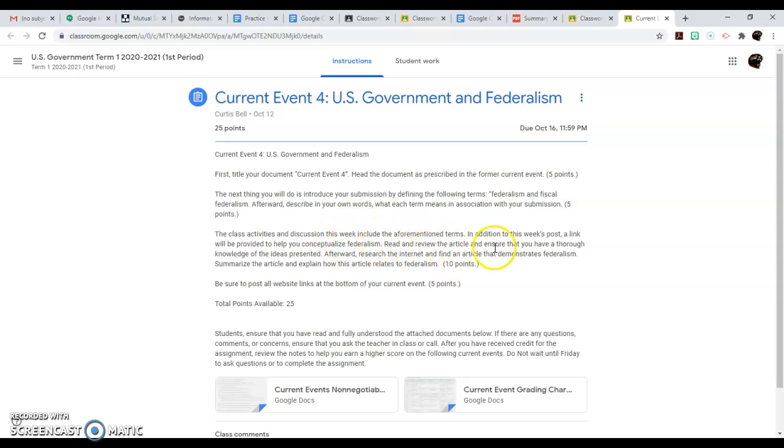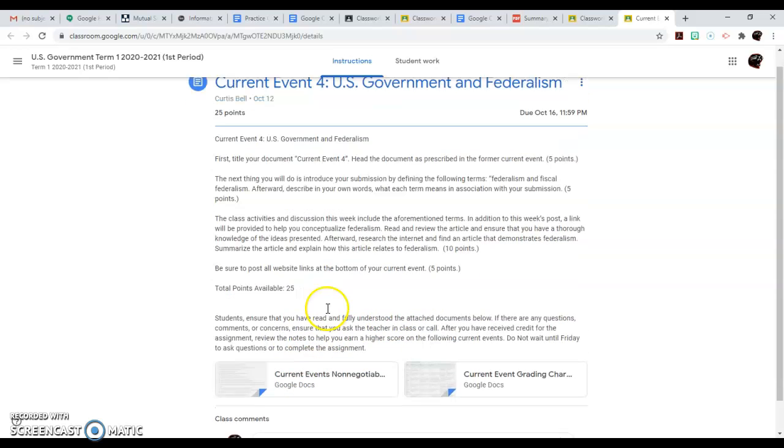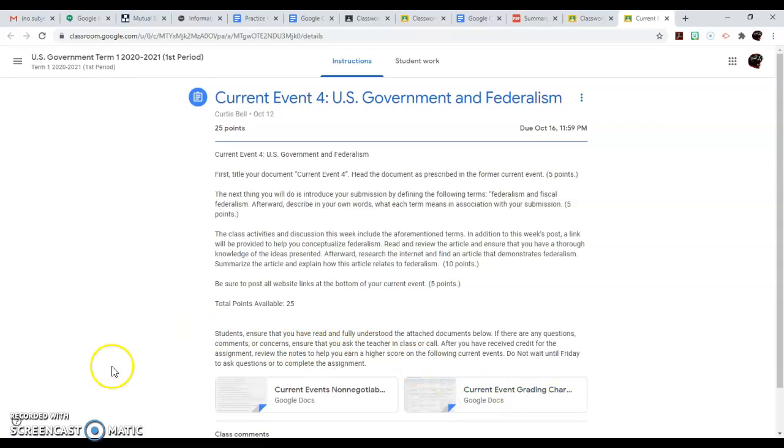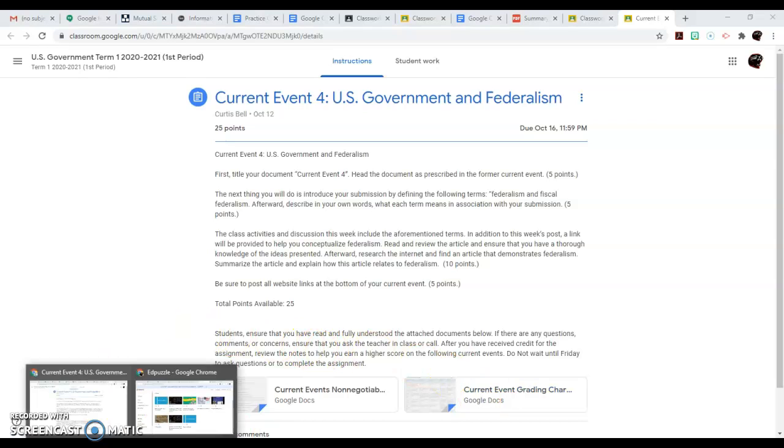It says to go and read and review the article and ensure that you have a thorough knowledge of the ideas presented. Afterward, I just want you to research the internet and find an article that demonstrates federalism. All I want you to do is summarize the article and explain how this article relates to federalism. So you're going to do this, of course, in Google. Anything that has to do with the national and state government being divided, or just seeing them operating their role. And again, don't forget to post your link. So that's current event 4. And that will be all that's required for you today.